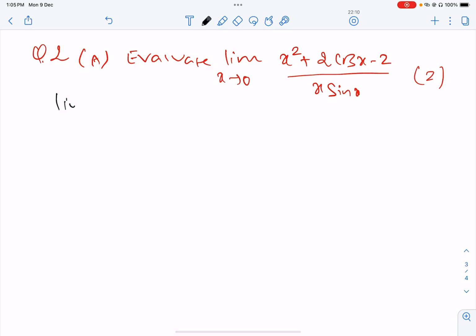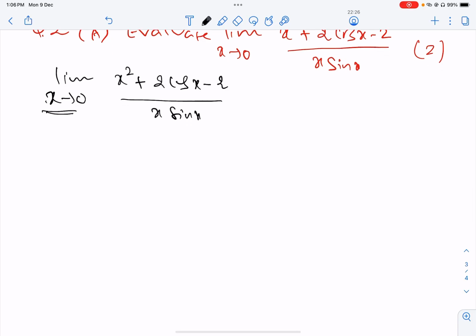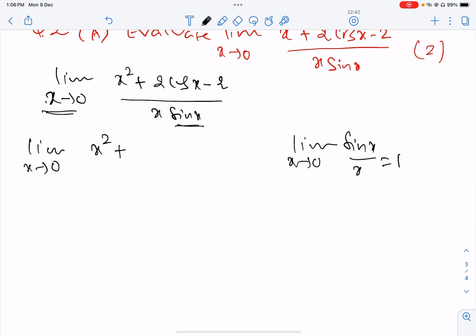So here limit x tends to 0, x square plus 2 cosine x minus 2 divided by x sin x. So whenever there is x tends to 0 and sin x or tan x, we should do like this. We should use the result limit x tends to 0, sin x by x is equal to 1. So if we use this result, it will become limit x tends to 0, x square plus 2 cosine x minus 2 divided by x.